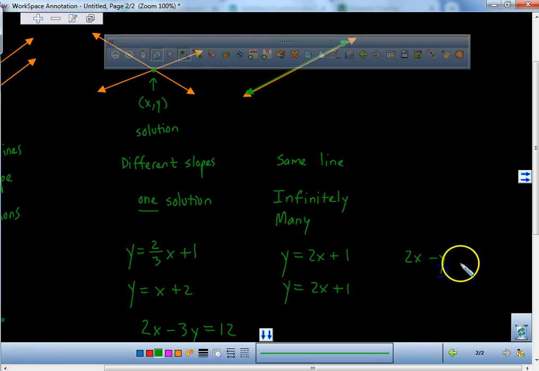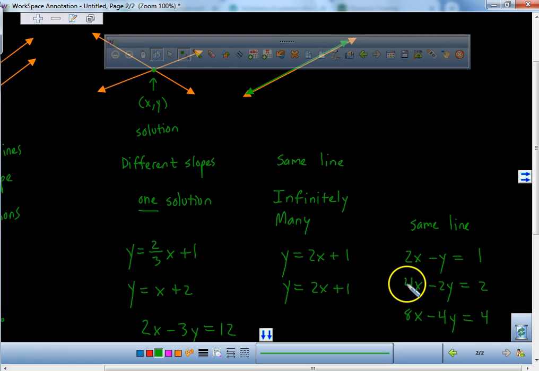2x minus y equals 1, and I put 4x minus 2y equals 2. Or I put 8x minus 4y equals 4. These are actually all the same line. What did I do here?